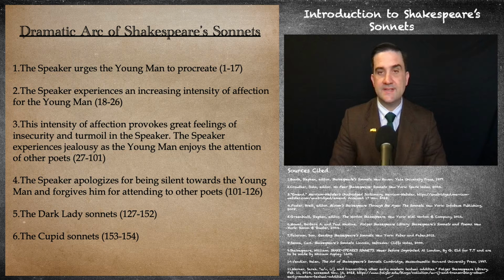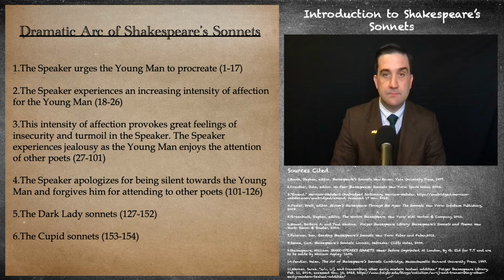In sonnets 27 through 101, the bulk of the cycle, this intensity of emotion continues to build, and feelings of insecurity start to emerge for the speaker as he thinks about the young man. At one point, the young man cheats somehow on the speaker, or does him wrong in some way. This ensnares the speaker in an absolute fit of jealousy and anger and self-doubt and frustration.